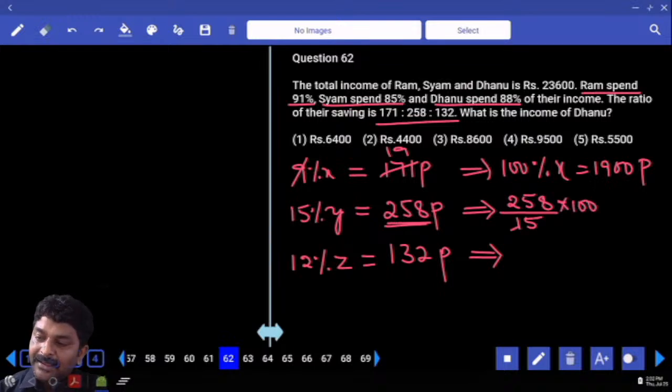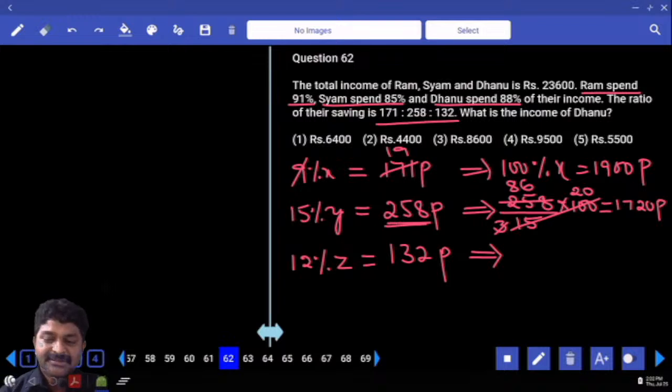Cancellation with 5. 3 times 20, 60. 8 times 6 is 48, so 86 times 20 gives 1720 parts. Then 12, how many times? 11 times. So that means 1% is equal to 11. 100% of Z is equal to 1100 parts.